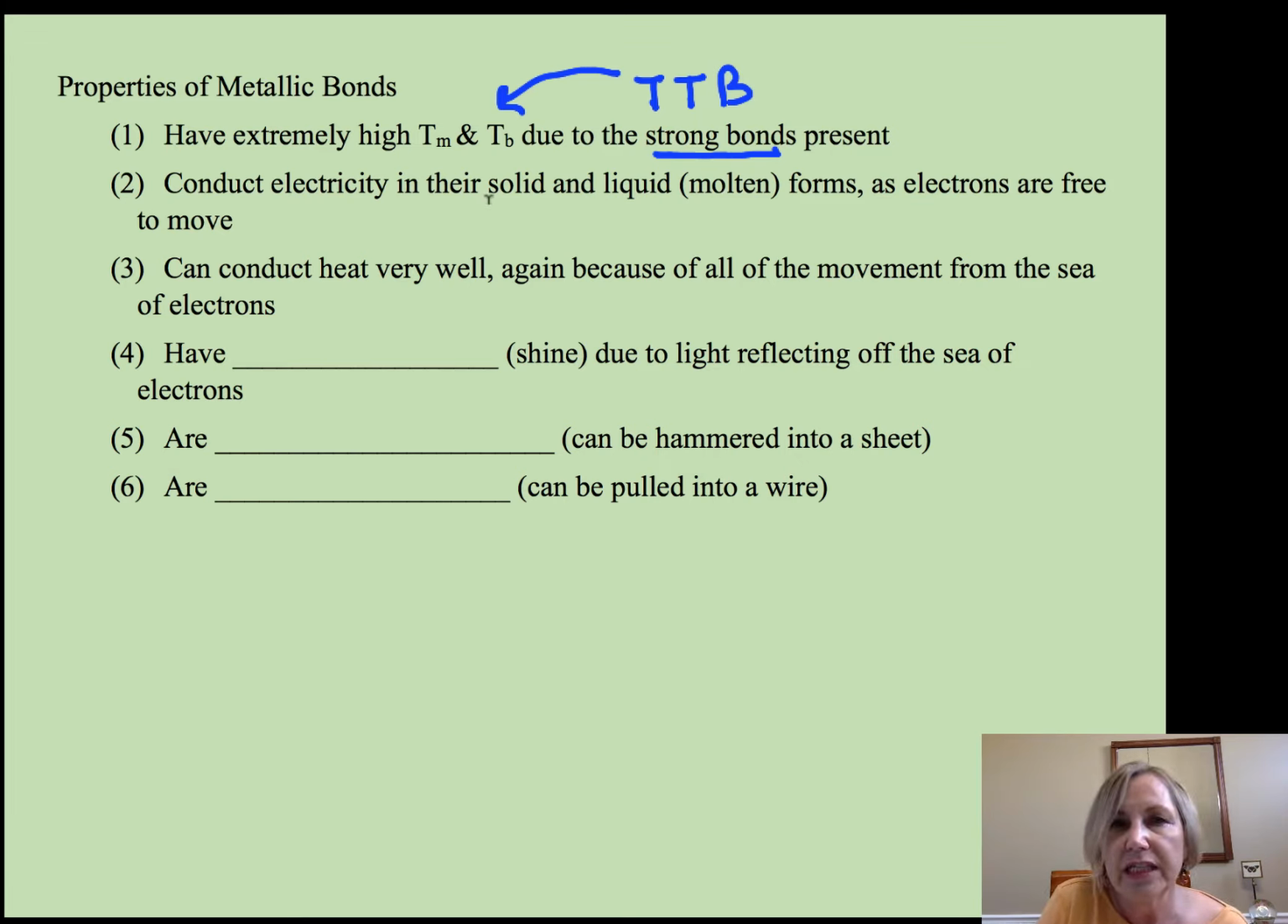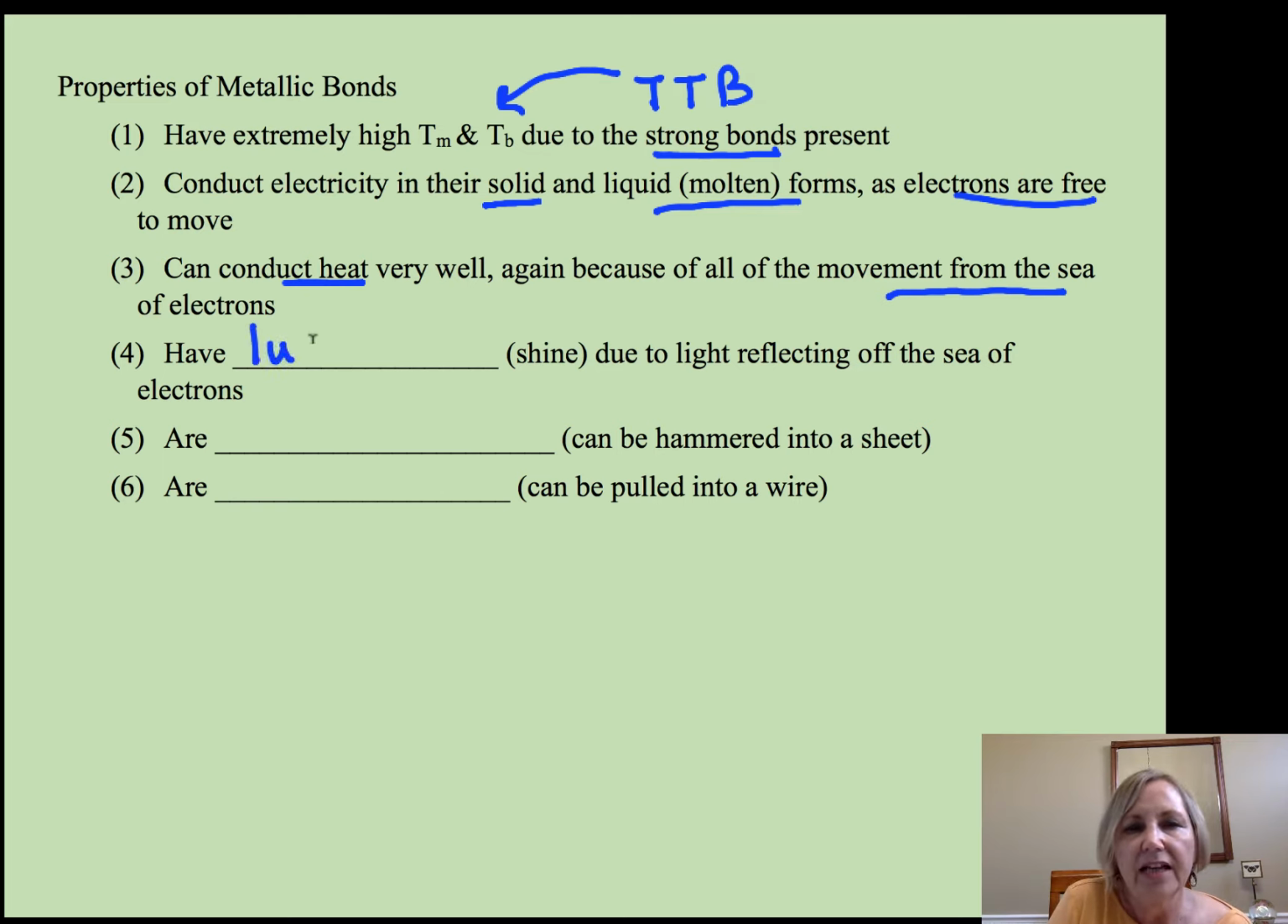They'll conduct electricity in their solid form because electrons are freely moving. I have freedom of motion, mobility of my electrons, I have conductivity. When you melt it, again, electrons are free to move, so it conducts electricity. They tend to conduct heat very well. If you've gone camping and you have those metal camping cups, my coffee just does not stay warm in those because it conducts heat away from my coffee so quickly. And again, that's because you've got a lot of kinetic energy and motion with that sea of electrons.